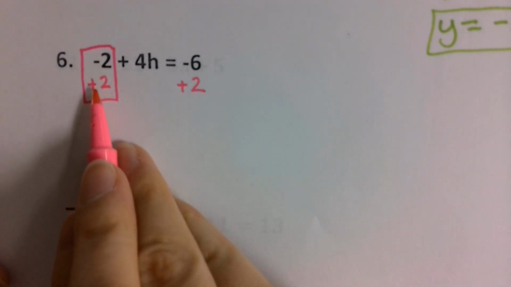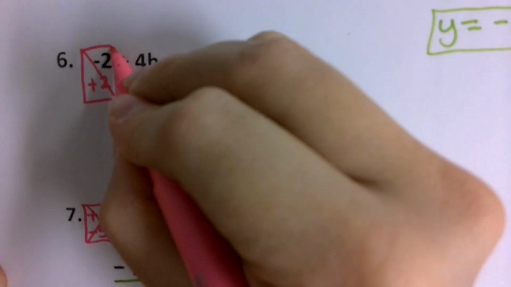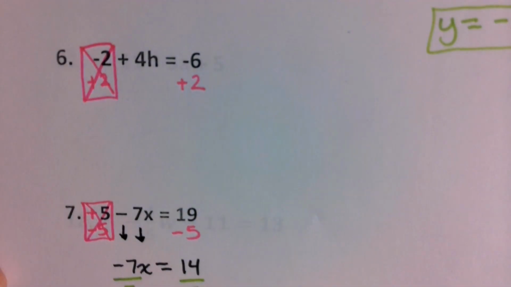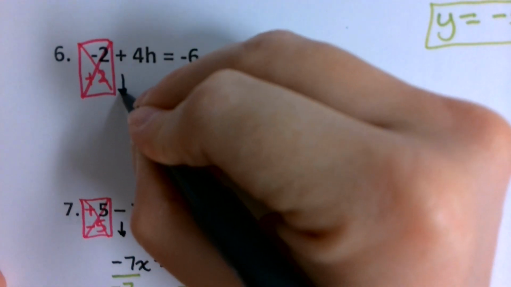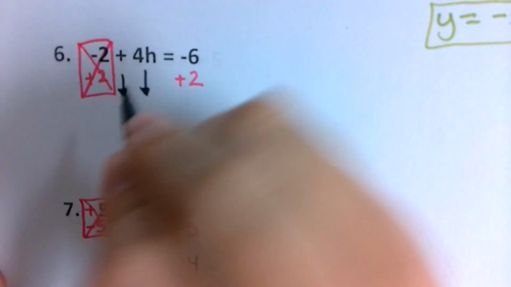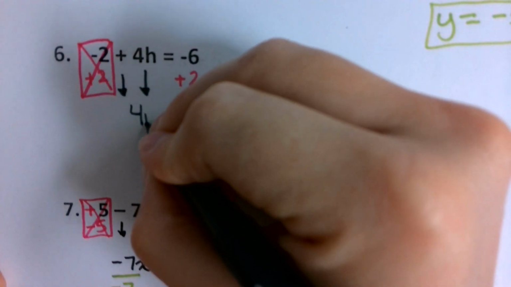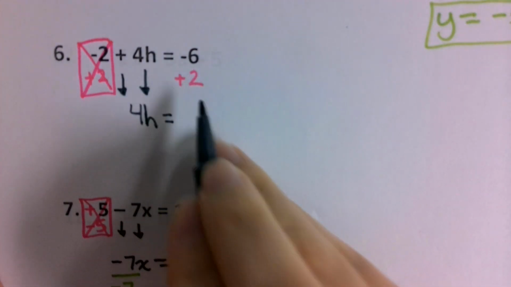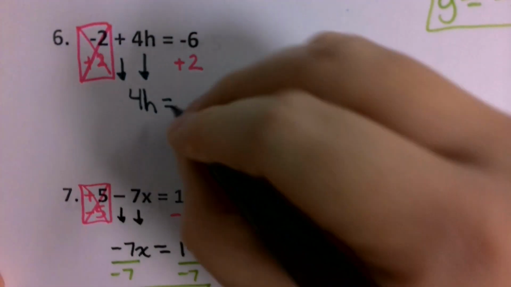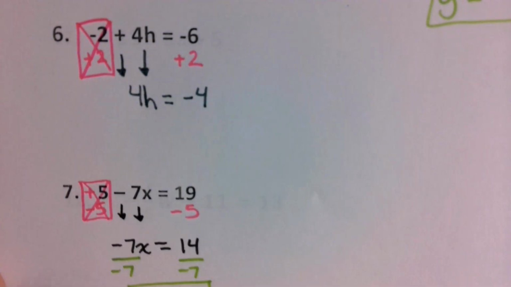Negative 2 plus 2 creates that 0 pair. You've created your 0 pair. You can cross those off. What we're left with is a positive 4h. Do I have to write the positive sign? No, so I can just write 4h is equal to, what's negative 6 plus 2? Negative 4. Good. All right, now what do I need to do?